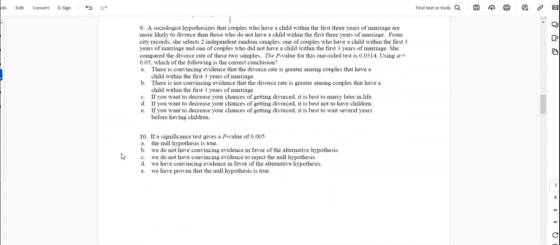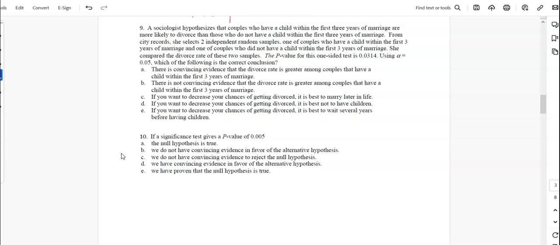Sociologists hypothesize that couples who have a child within 3 years of marriage are more likely to divorce than those who do not have a child within the first 3 years of marriage. From city records, she selects 2 independent random samples, one of couples with a child within the first 3 years of marriage, and one of couples who did not have a child within the first 3 years of marriage. She compared the divorce rate of these 2 samples. The p-value for this one-sided test is 0.0314.